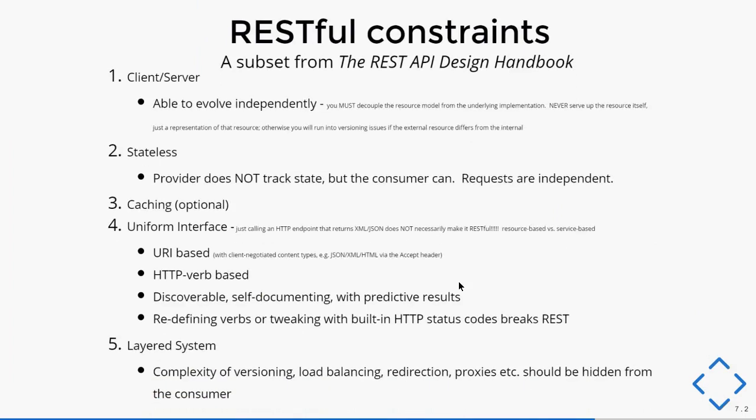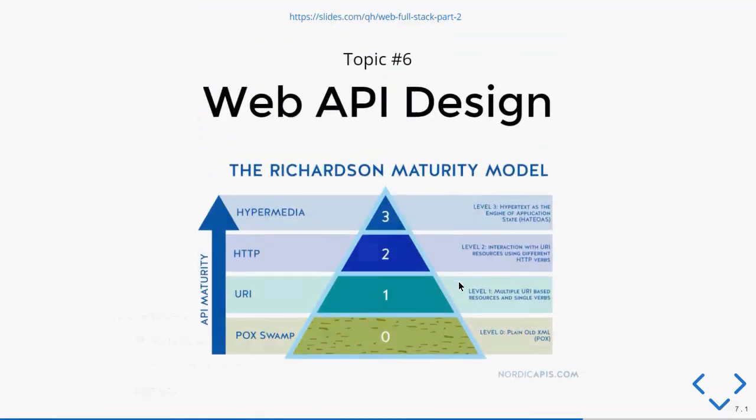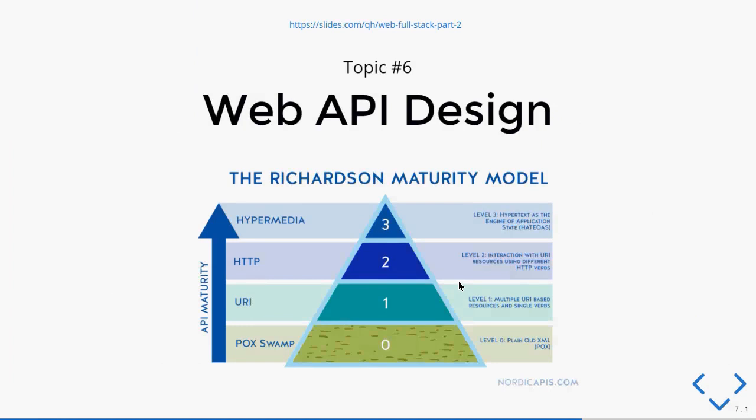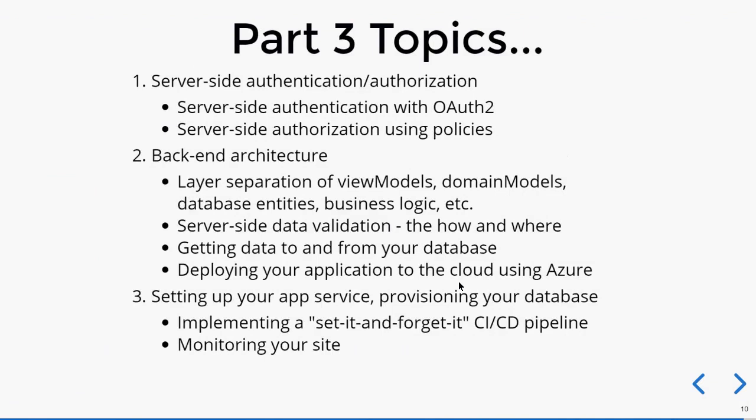We'll talk about designing a RESTful web API. We'll talk about the different HTTP verbs and status codes, what to return from your API, and then we'll finally get to the server. I promise we'll get to the server side of the stack. We'll talk about .NET Core. We'll give a brief introduction to that.